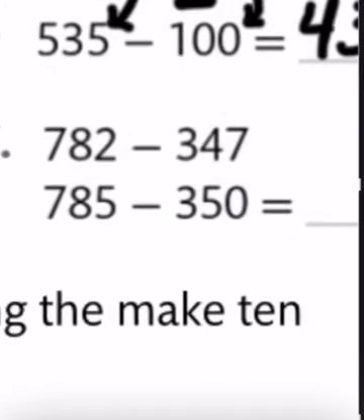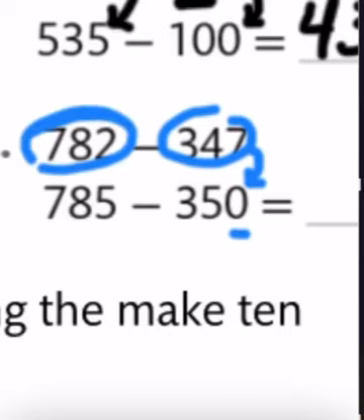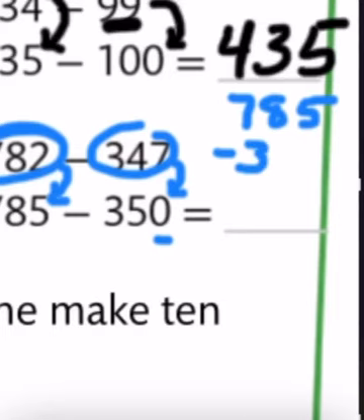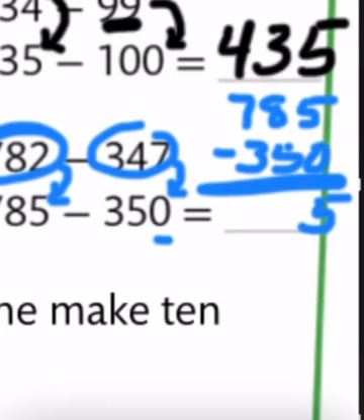Okay, number 6, same exact strategy. End in a 0. It's much easier to subtract that way, so they added 3 to get to 350. Since we added 3 on this side, we need to add 3 to this side. 782 plus 3 is 785. So we have 785 minus 350. And we can subtract that ones column. 5 minus 0 is 5. Subtract that tens column. 8 tens minus 5 tens, we get 3 tens. Subtract the 100 column. 700 minus 300 is 400.